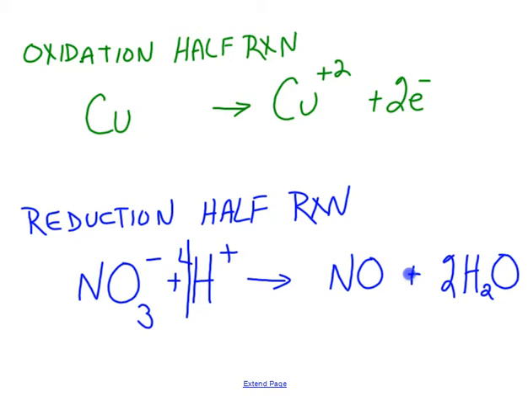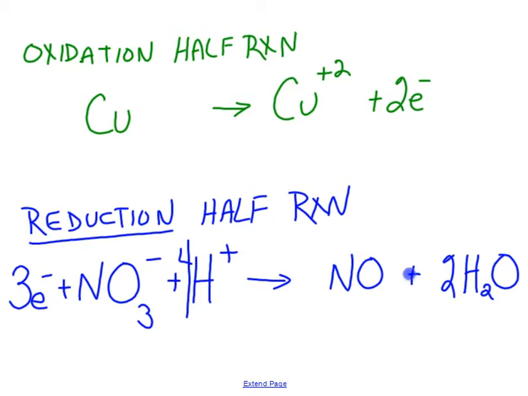Since this is a reduction, isn't reduction a gain of electrons? Yes, it is. Oxidation is loss of electrons, so the electrons are on the proper side for the copper oxidation. In this case of reduction, I need to add 3 electrons to the reactant side, and now we have a half reaction equation where we have conservation of elements and we have conservation of charge. In this example, coincidentally, the total charge on both sides is neutral.